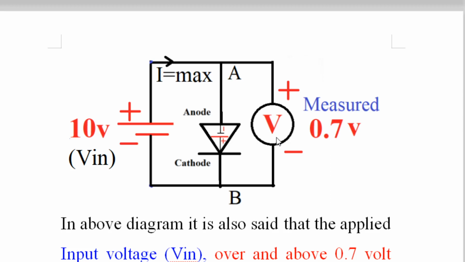Then again the question comes, sir, what about 9.3 volt? What happened to 9.3 volt? Because I applied 10 volt to the diode and the voltage measured across the diode is 0.7 volt only. So what happened with 9.3 volt? The answer is very simple again.